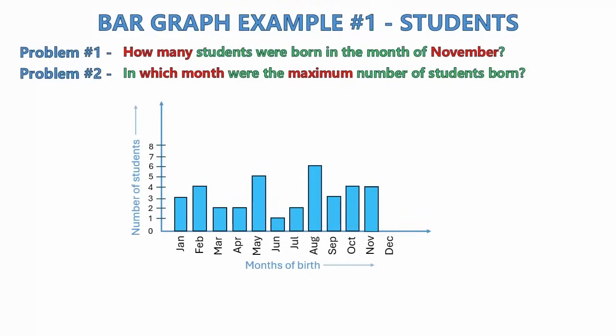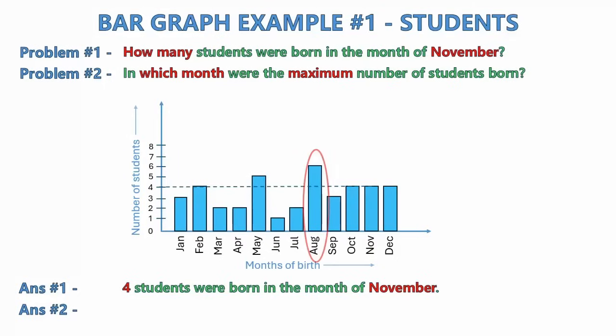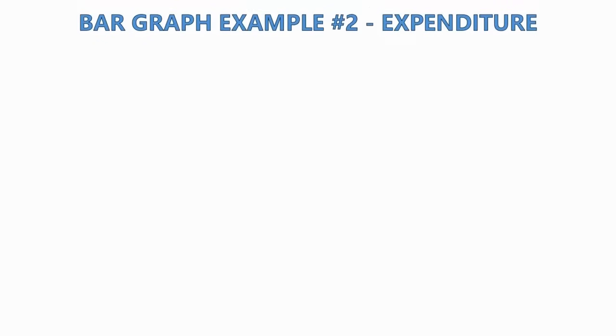Now, looking at this bar graph, the class teacher can answer the above questions. We can see 4 students were born in November and the maximum number of students were born in the month of August. As a second example for using bar graphs, let's look at the expenses of a family in various areas.